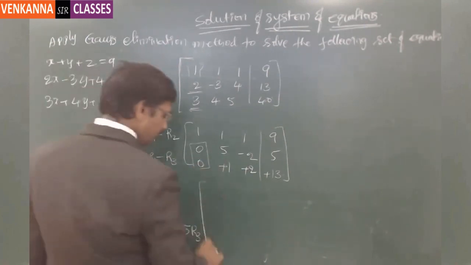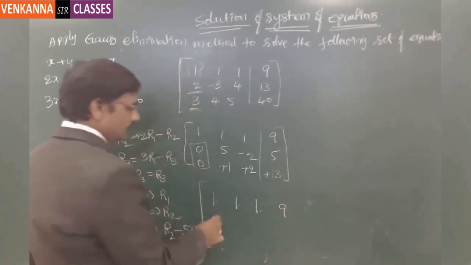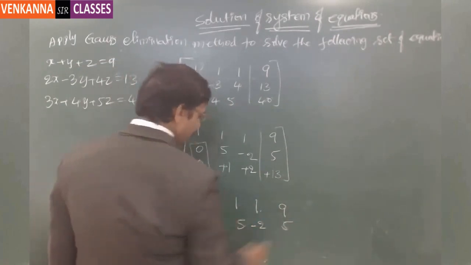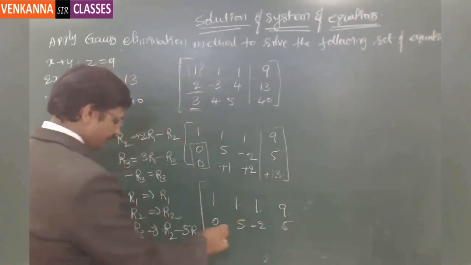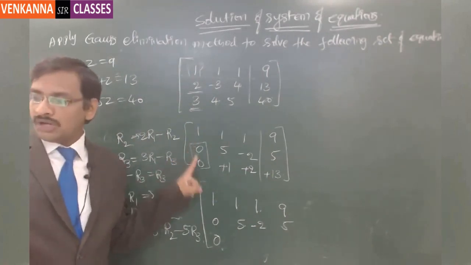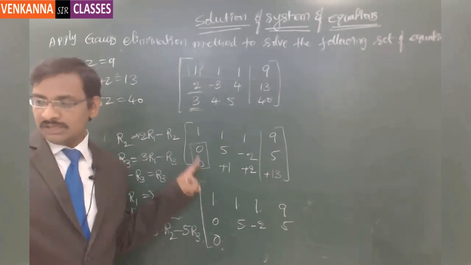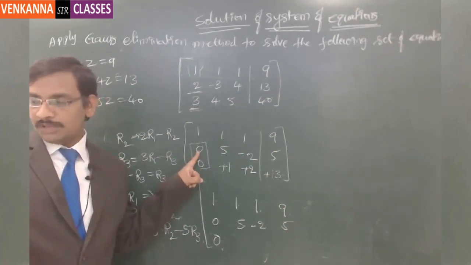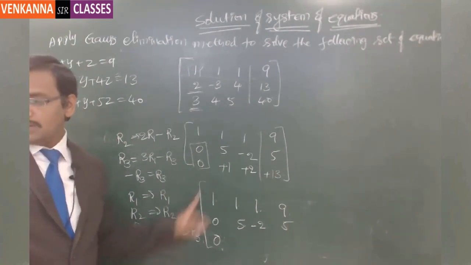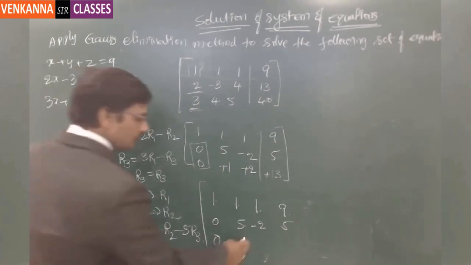So the first row is 1, 1, 1, 9. The second row is 0, 5, minus 2, 5. And the third row is 0. When you multiply here, this being 0, it won't affect this value. So this will still be 0, whatever value you multiply here. R2 minus 5 times R3 will not change this value. So here 5 minus 5 is going to be 0.